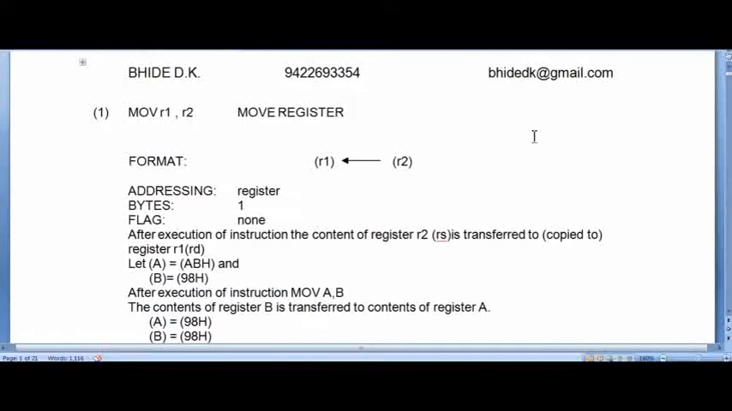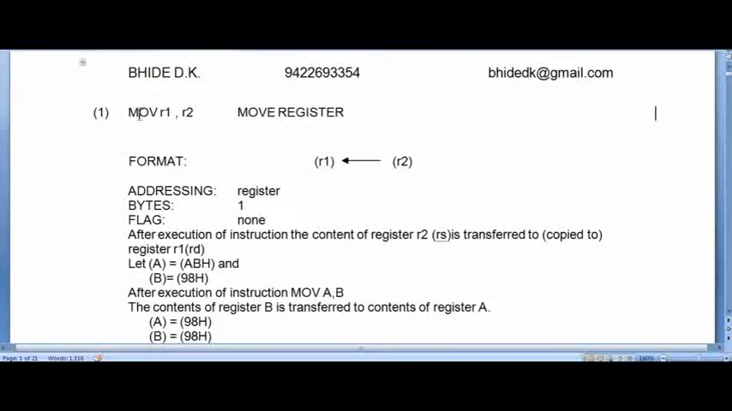Today we are going for the instruction set of 8085. The first set is called the Data Transfer Group Instructions. The name itself indicates that we can transfer the data. We can transfer the data from register to register, register to memory, and memory to register. In this group of instructions, in total we have 13 instructions. Let us see these 13 instructions one by one.